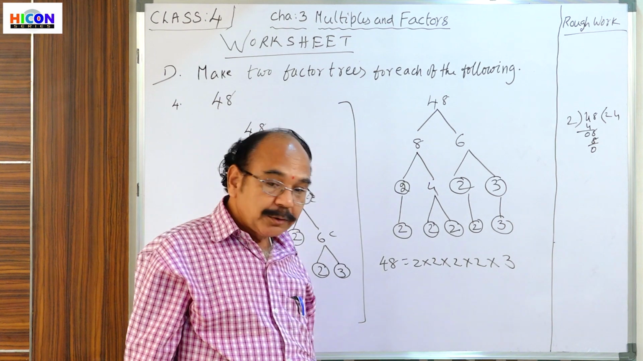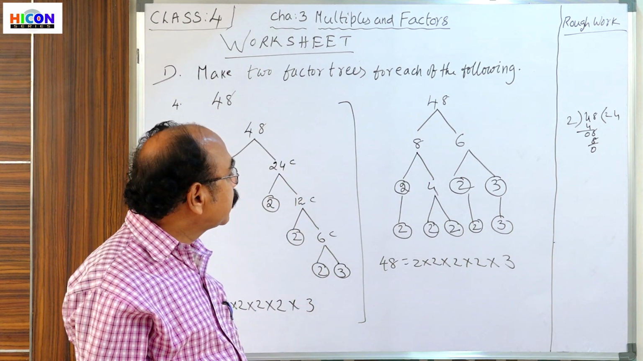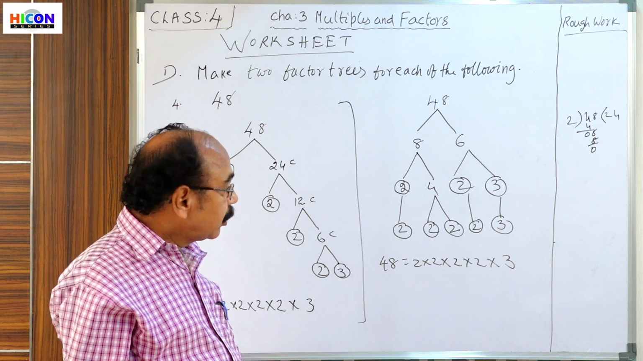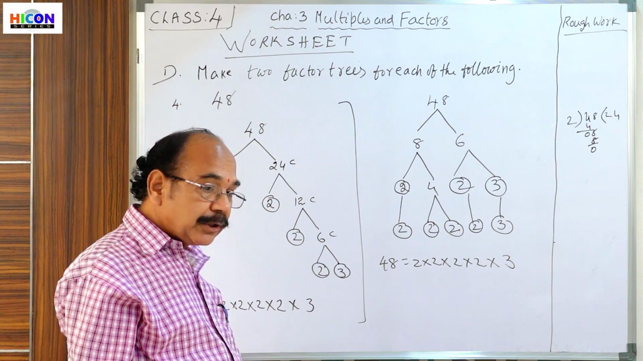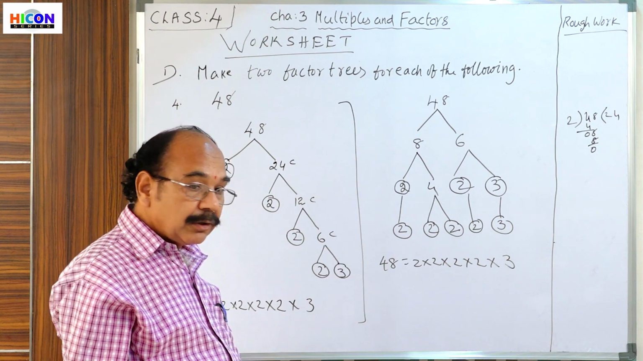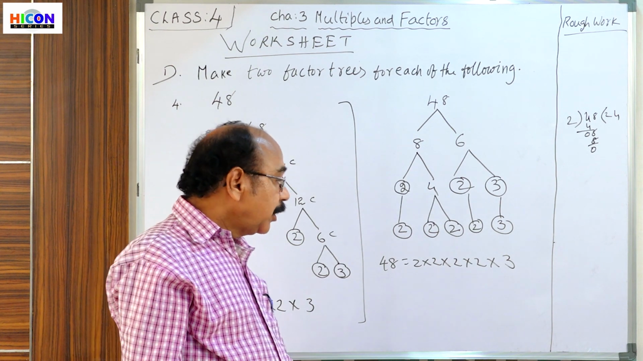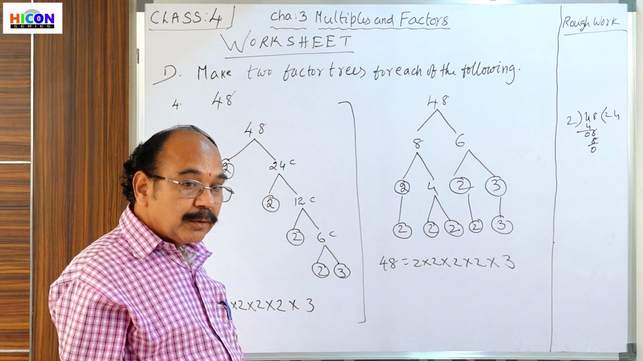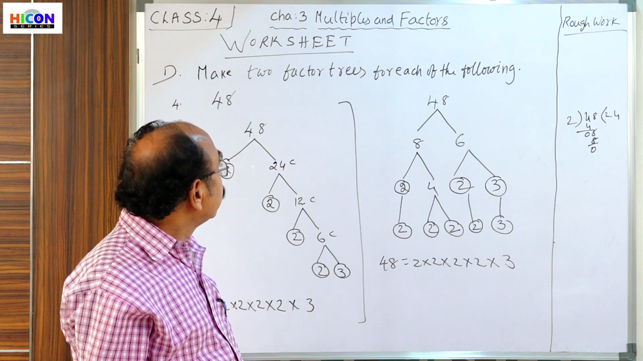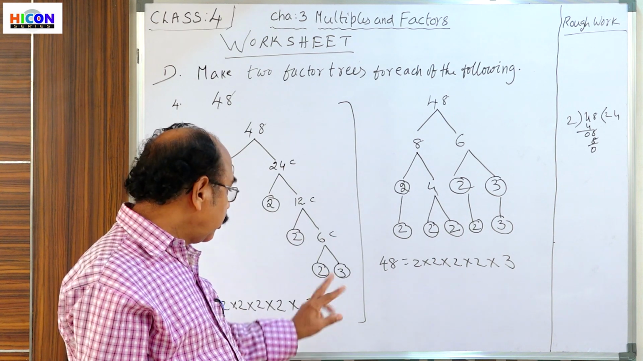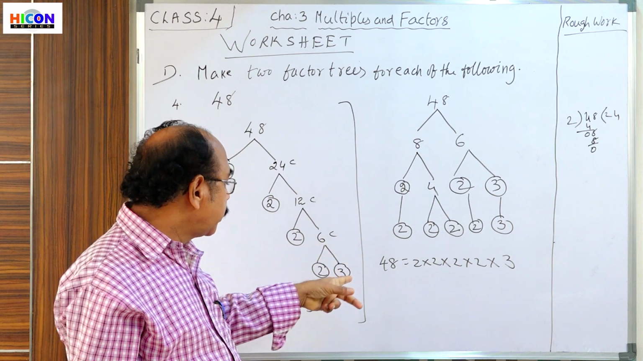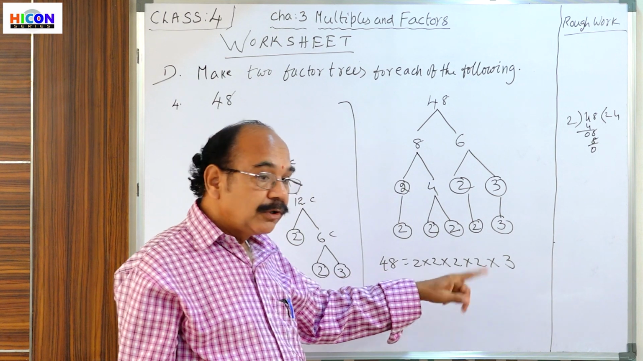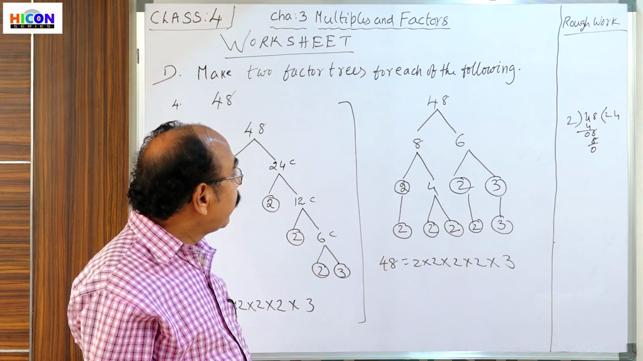By using the multiplication table, we can break the numbers and continue this process till we get all primes in the last step. If you get all primes, then you can stop the breaking. Like this, we make a factor tree. In both the trees, the final result is the same. Here four 2s and one 3, here also four 2s and one 3. This is about the factor tree.